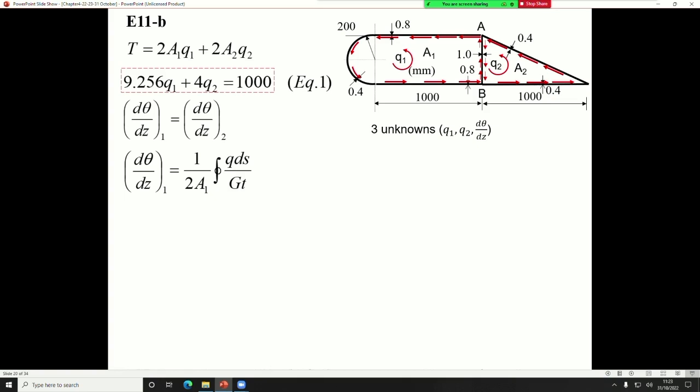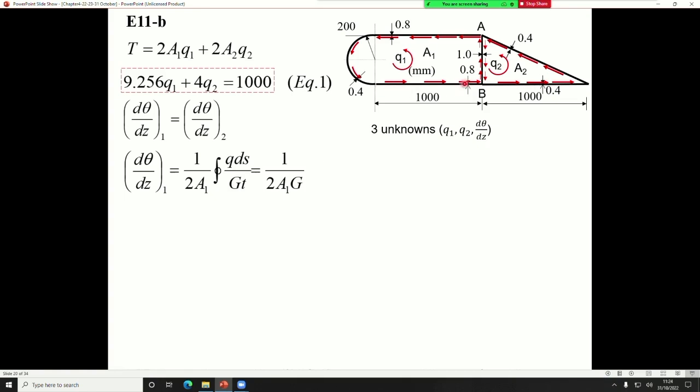The whole section is made of the same material. Am I allowed to move G outside? Yes, good. So I move G outside. So I have 1 over 2A1G multiplied by the loop integral of Q ds over t. Now what is the loop integral of Q ds over t?